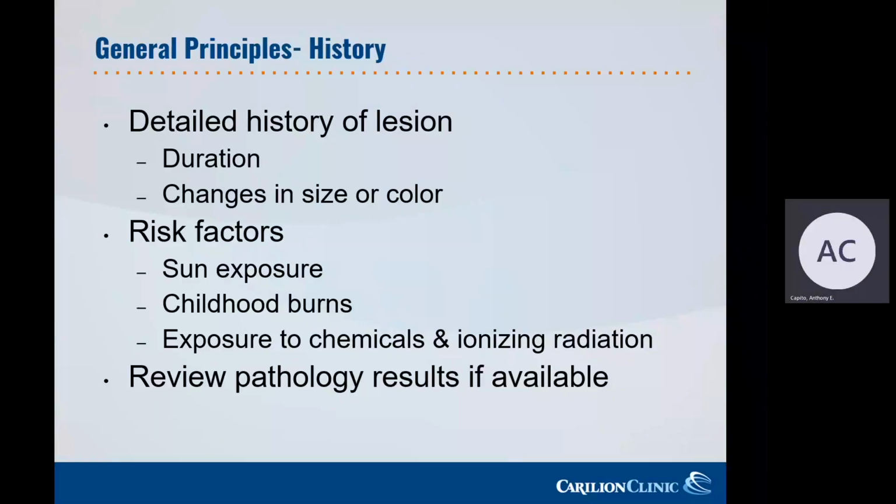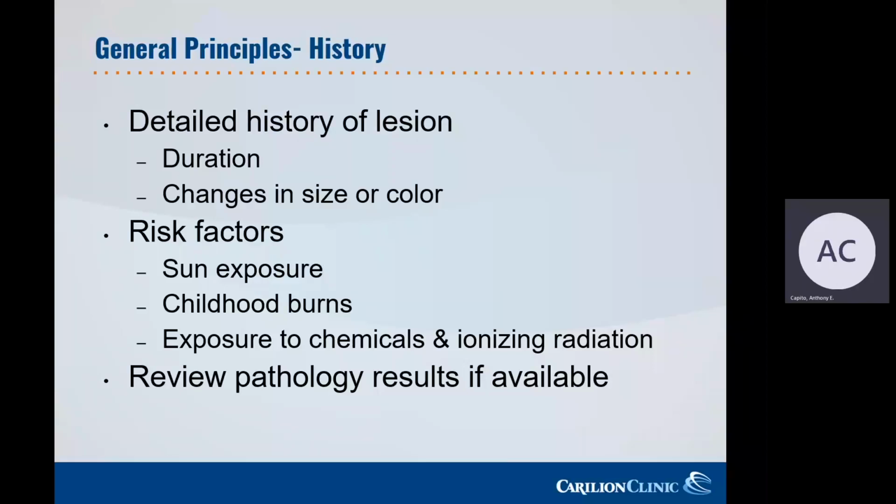So when we ask you to see one of these patients, you should get a detailed history of the lesion. When did it first appear? Has it been changing in color or size? What are their risk factors? Have they had skin cancer before, which is a high indicator that they may have additional skin cancers? Do they have a lot of childhood burns? A lot of the injuries occur in our childhood years, and skin cancers come many years later.